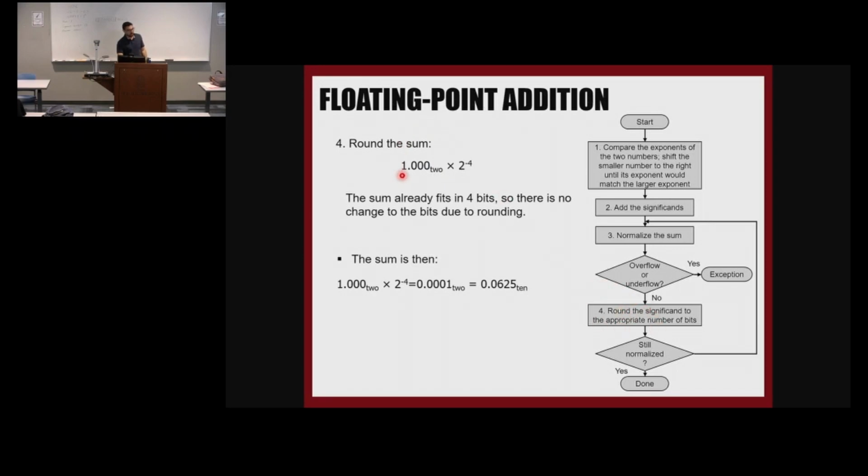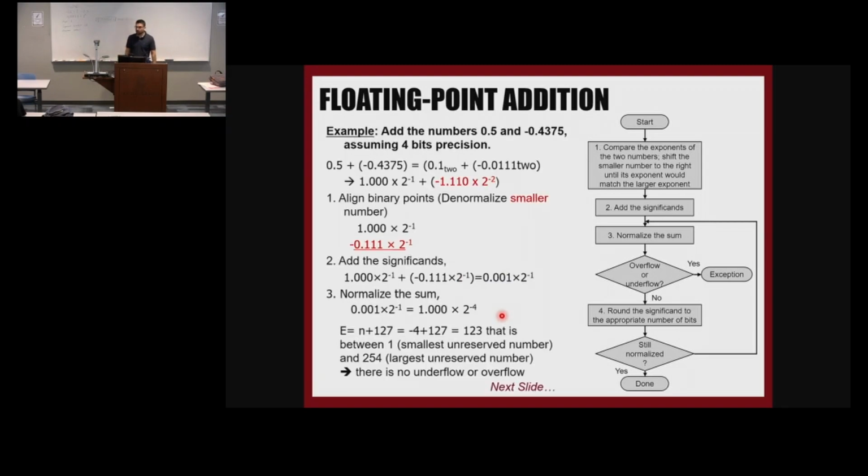And you just check if it's still normalized. In this case, it is still normalized, so you're good. And then you have the result. The result is right there, 1.000 times 2 to the -4, which is equal to 0.0625, which is the right answer. If you actually do the subtraction, do this addition, that's the number that you're going to get. Okay.